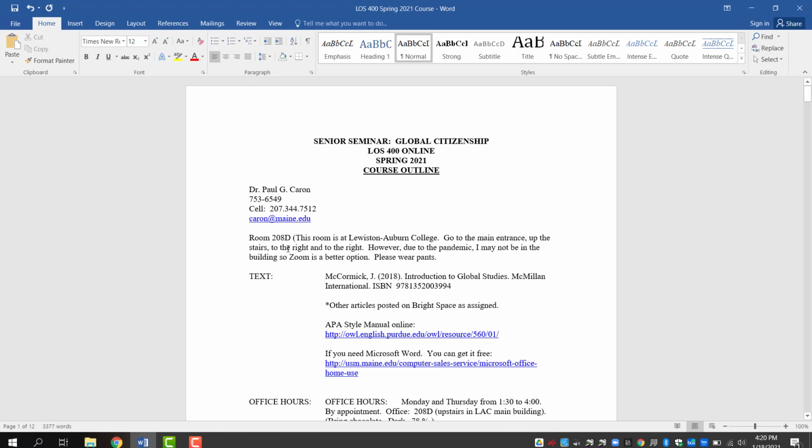And if there ever is a time that you want to come and visit or see the empty room, it's upstairs in Lewiston-Auburn College. That's where I'm based, and it's in room 208D. And those are the directions. But for the most part, if we have one-on-one meetings, we'll Zoom the meetings, and you know what to do.